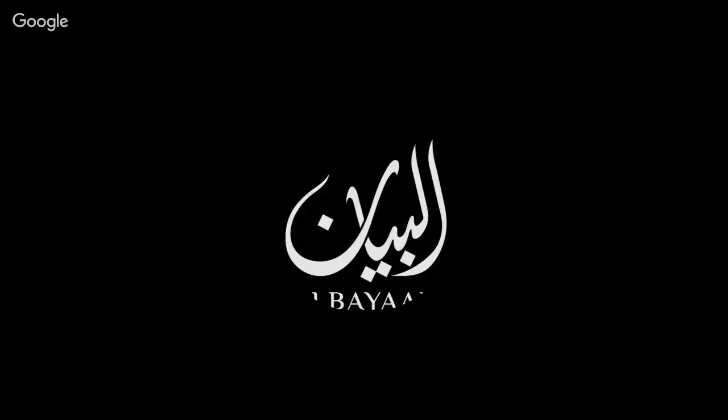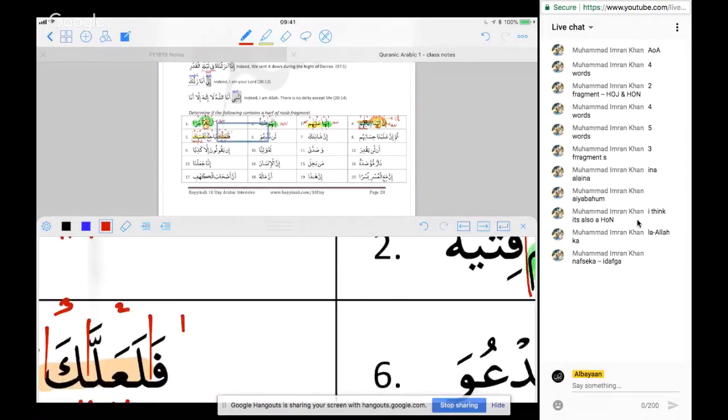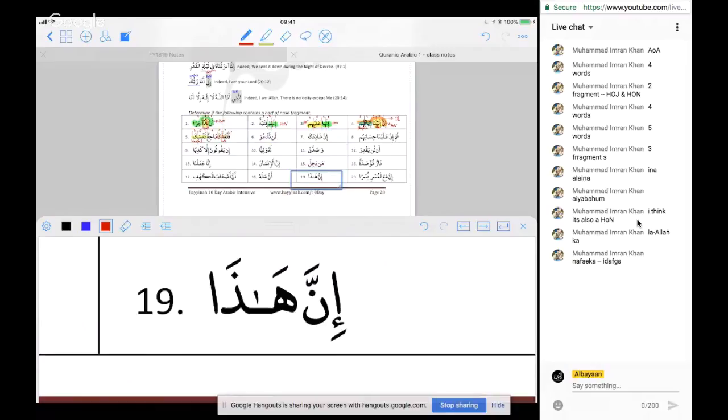If there is nothing special troubling you, is there any of these troubling you? Anything that you really want me to look at? What do you think about 19?